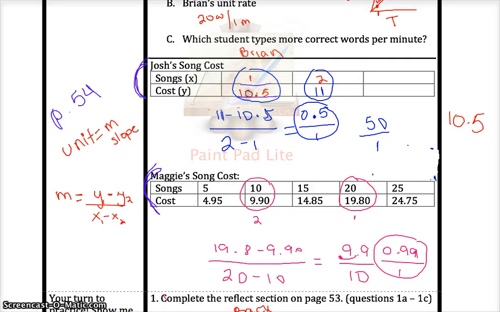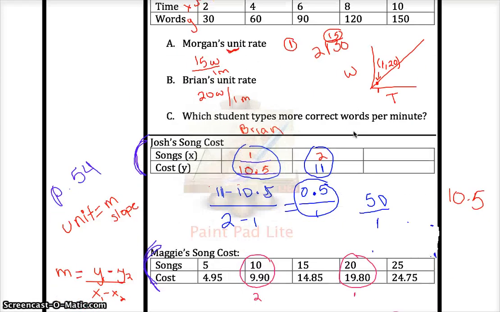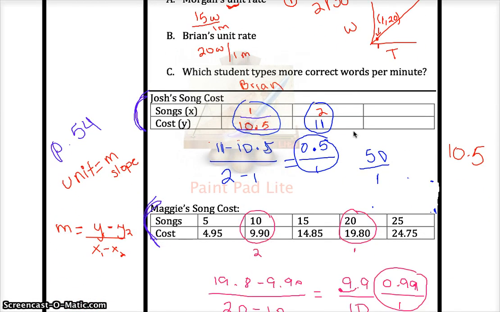Question C says, which student, oh, sorry, that's the wrong one. It's actually B, I'm sorry. It says, which function has the greater rate of change? And what does that mean in this context? So rate of change is slope. So which one has the greater slope? Is it 0.99 or 0.5? Well, again, remember our simple comparisons. 0.99 is bigger, so Maggie's rate of change, or Maggie's slope, is bigger. She pays more per song.